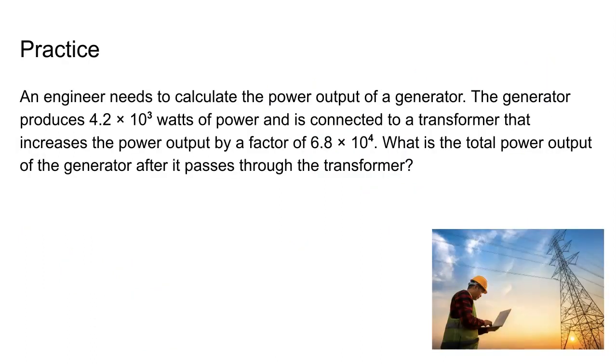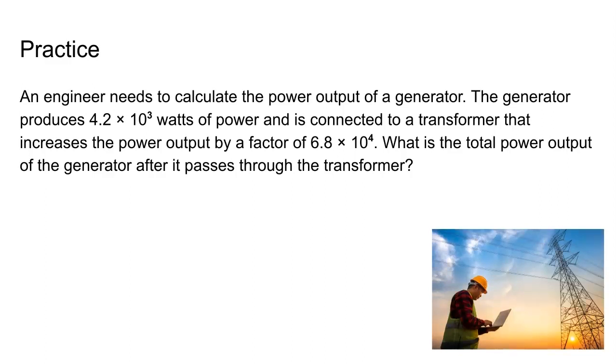Now it's time for more practice. Pause the video and solve the word problem. And when you found your answer, click play. An engineer needs to calculate the power output of a generator. The generator produces 4.2 times 10 cubed watts of power and is connected to a transformer that increases the power output by a factor of 6.8 times 10 to the 4th. What is the total power output of the generator after it passes through the transformer?